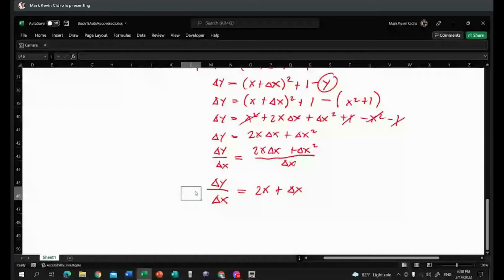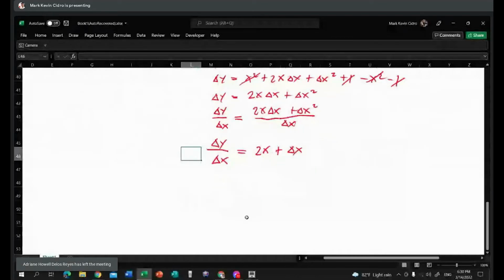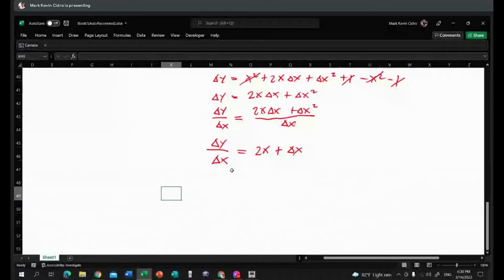Okay. Now we have the value of delta y over delta x. This is the change of y over the change in x. Now, if we want to get the dy over dx, okay, this is the slope, which is equal to dy over dx. Your delta x should approach 0. Your delta x should be almost equal to 0. The distance between the two x's should be infinitesimal.